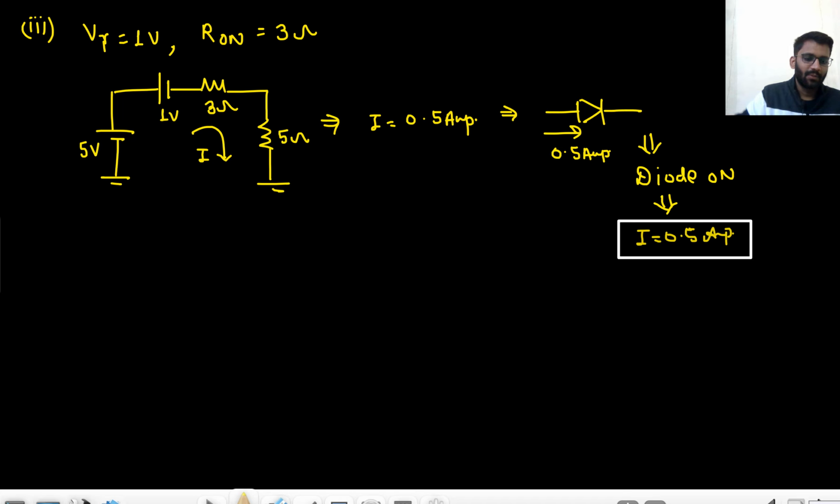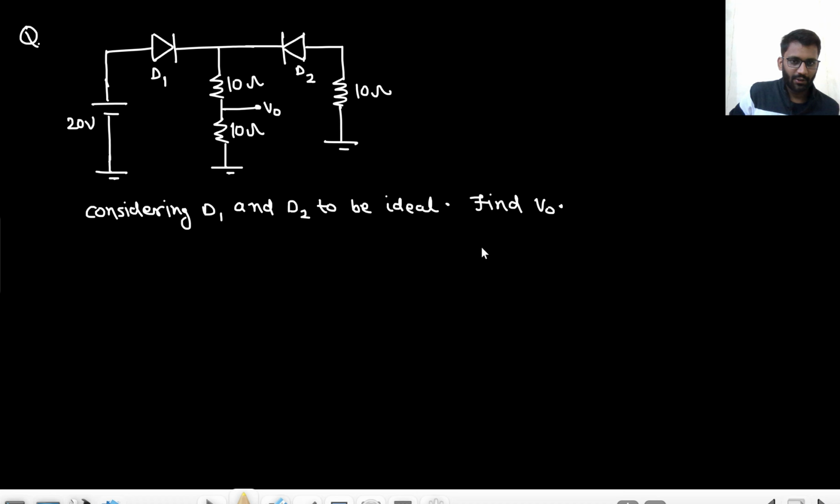Let's see the second question. Considering diodes D1 and D2 to be ideal, find V0. What I will do? Applying short circuit test.